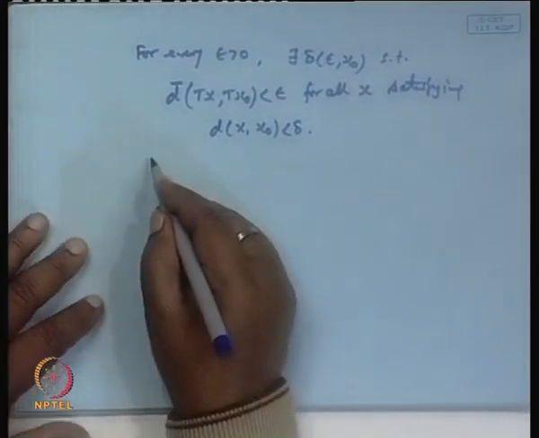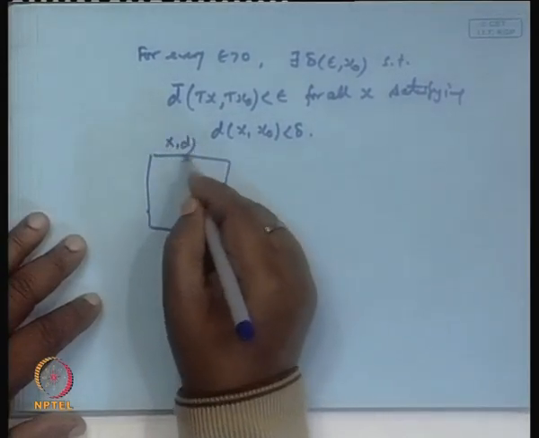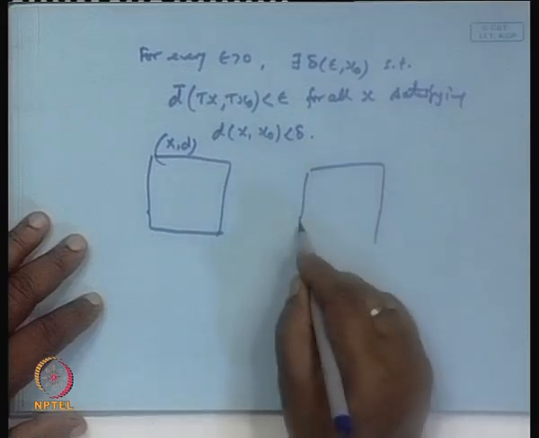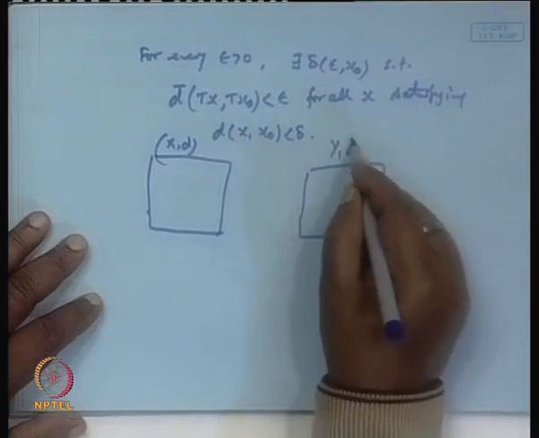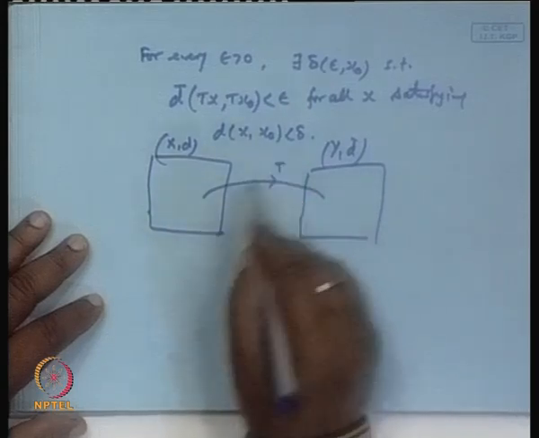What is the meaning of this here? Let us suppose this is our (X, d) metric space, this one is the (Y, d bar) metric space, and T is a mapping from X to Y.